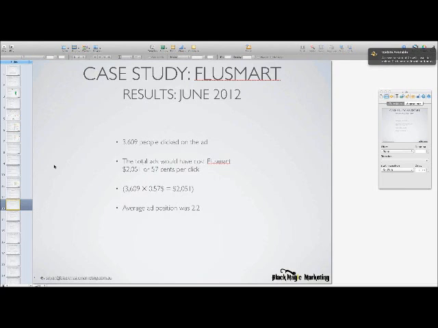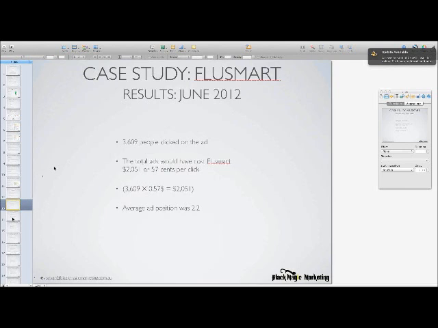So that little calculation there is just showing that 57 cents a click, 3,609 people is $2,051. So they only tapped into $2,000 of the possible 10,000 they could have been using, and their average ad position was 2.2.